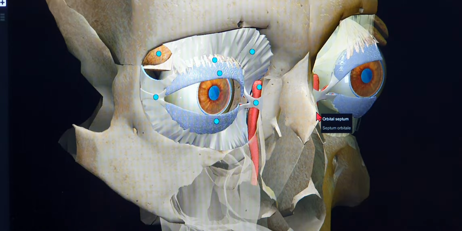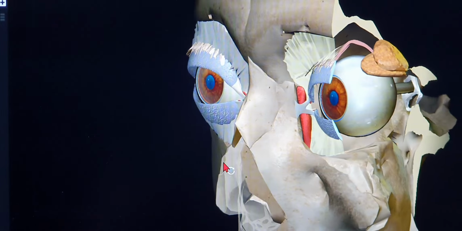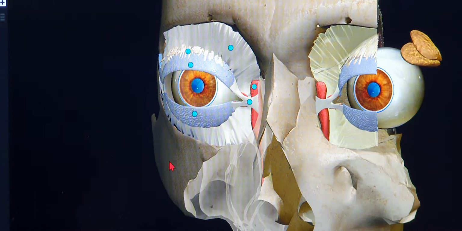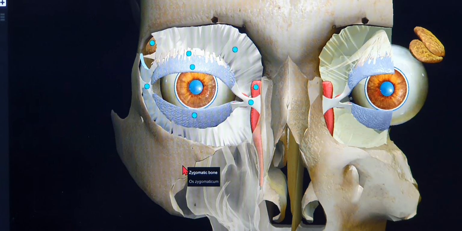So today I'll be discussing something called the orbital septum. Now, this orbital septum is really important. So we have a 3D model over here. I'll be talking about the detailed anatomy of the orbital septum, its relation to the orbital contents and its clinical significance, that is, why you should know about the orbital septum.